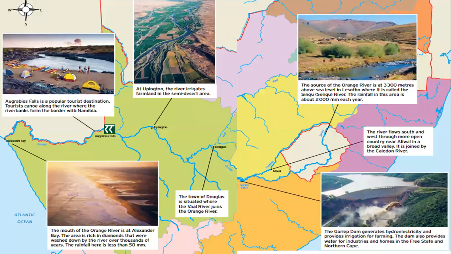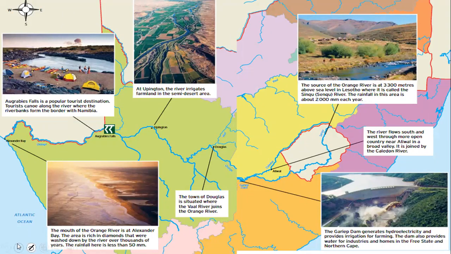Okay, the river flows south and west through more open country near Alwell in a broad valley. It is joined by the Caledon River. The Garipi Dam giantess hydroelectricity. Ma'am, can you please help me with this word? Hydroelectricity. Oh, okay, I got it. And provides irrigation for farming. The dam also provides water for industries and homes in the Free State and Northern Cape.